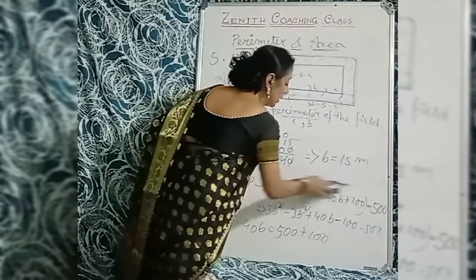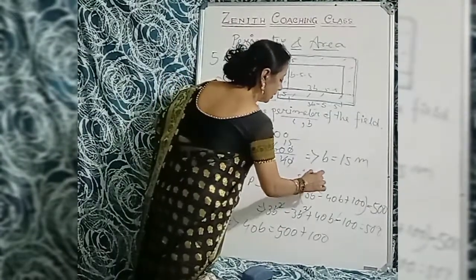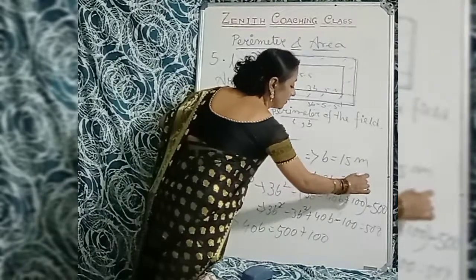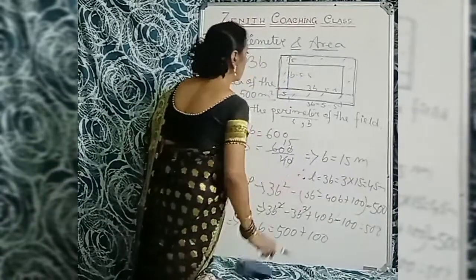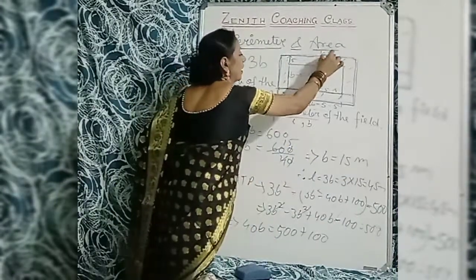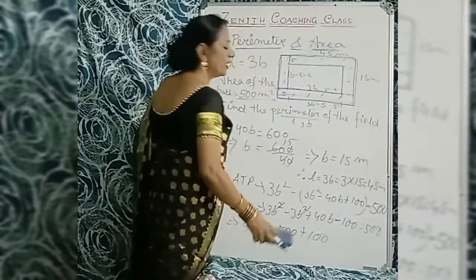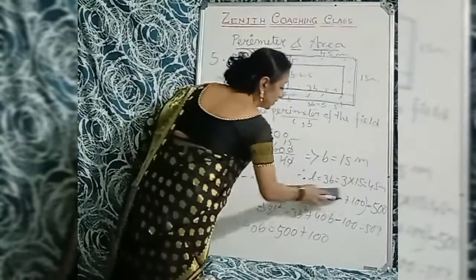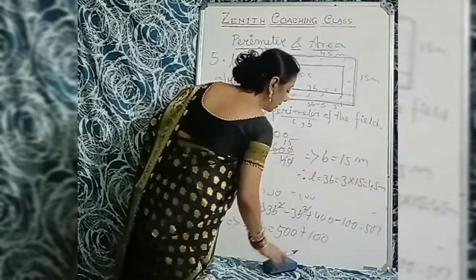So length equals 3b. That is 3 multiplied by 15 equals 45 meter. So length equals 45 meter, breadth equals 15 meter. So you can easily find out the perimeter of the field. Understood?